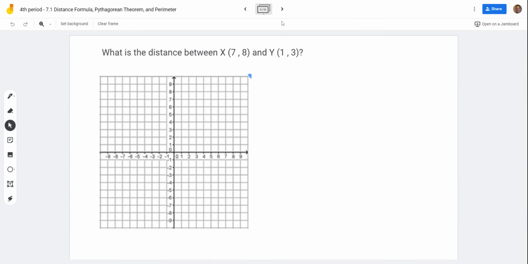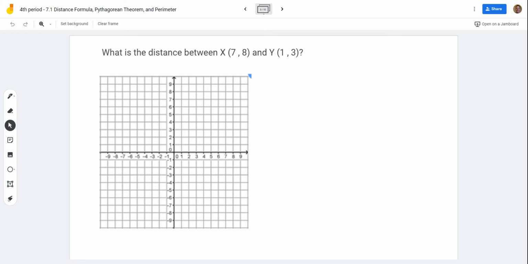Now, why do we care? Why is the Pythagorean theorem so useful? We're going to use it to find the distance between any two points on a coordinate plane. And it's not too bad. It's really straightforward to use the Pythagorean theorem to find the distance between two points.